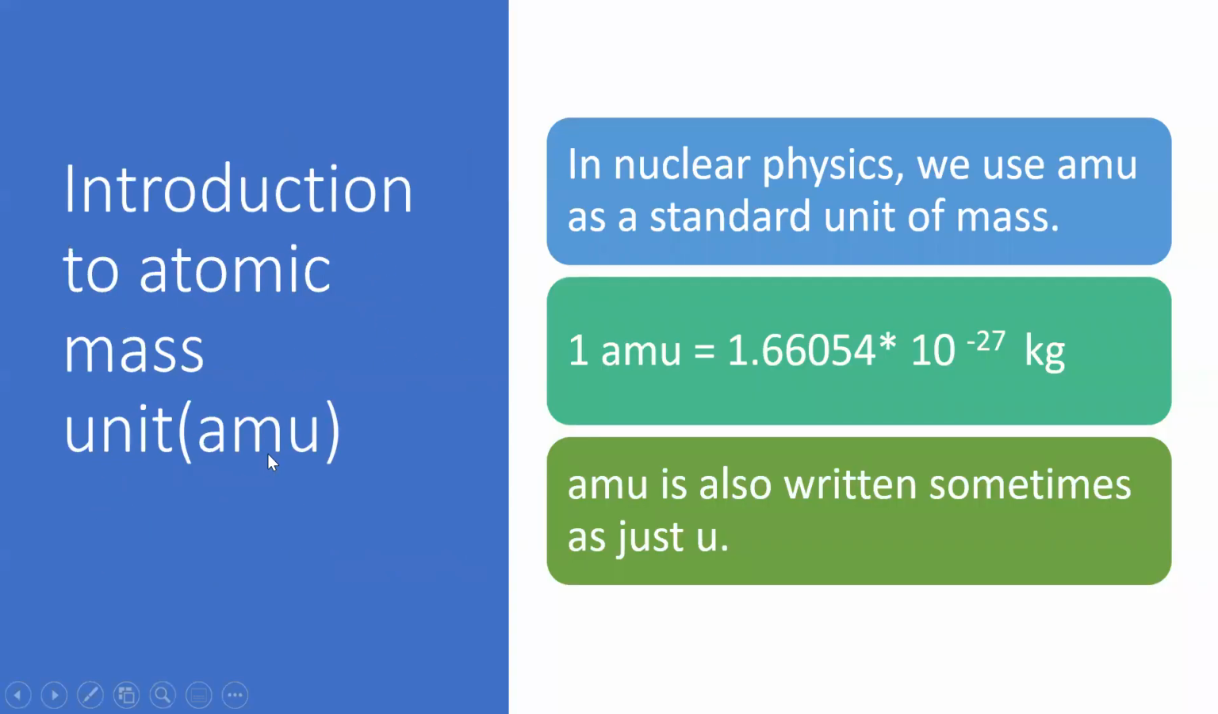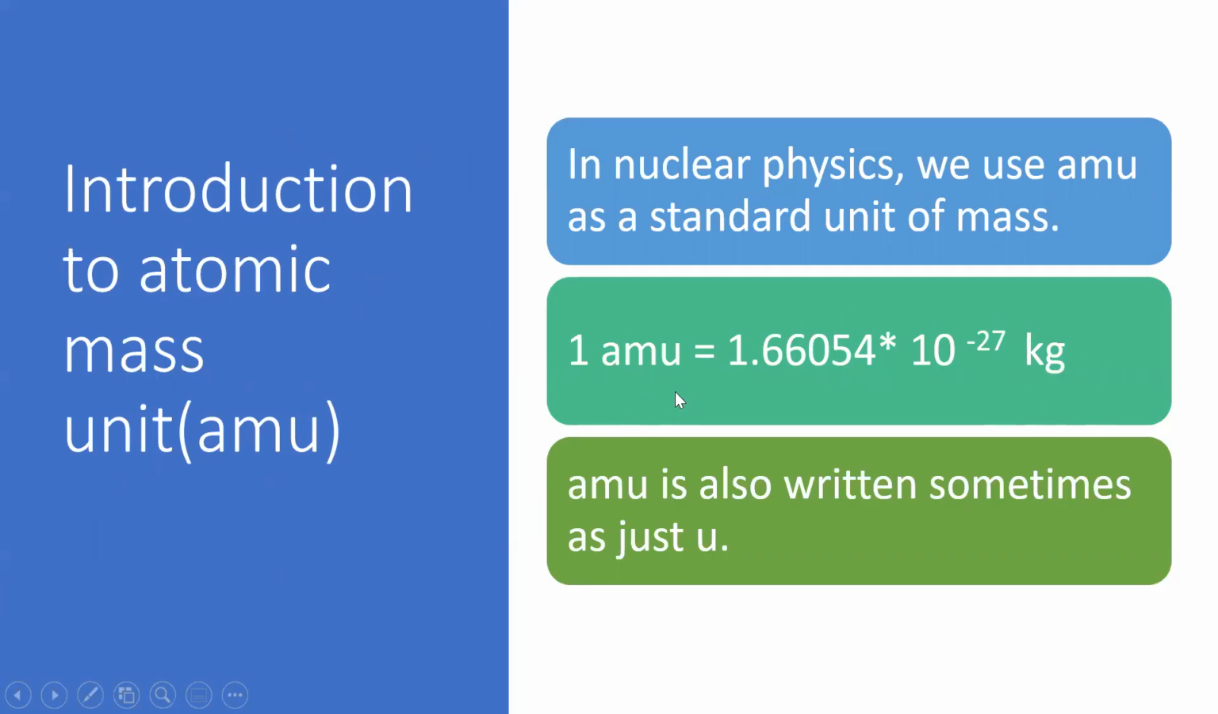Introduction to atomic mass unit, also known as AMU. In nuclear physics, we use AMU as a standard unit of mass rather than kilograms. 1 AMU is equal to 1.66054 times 10 to the power minus 27 kilograms.